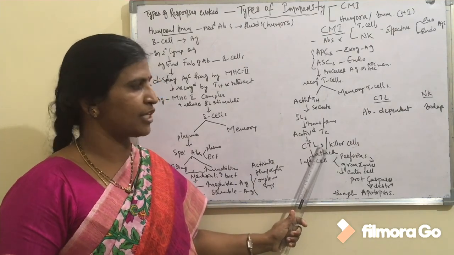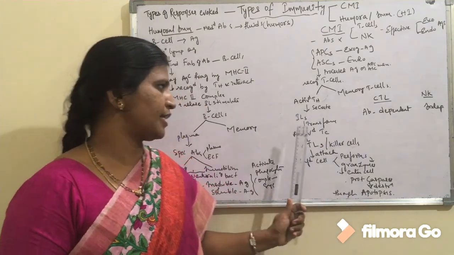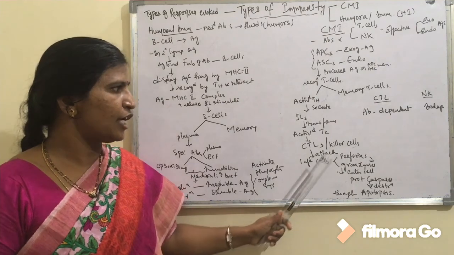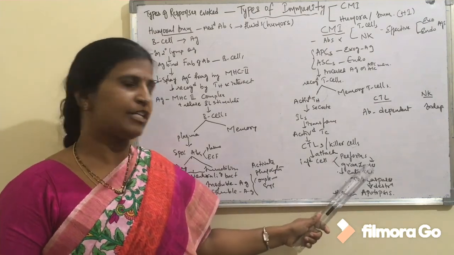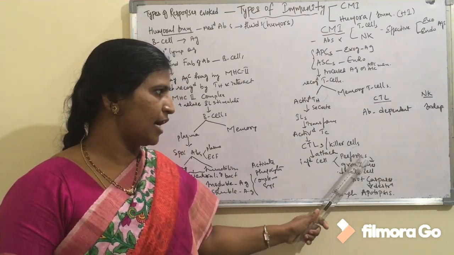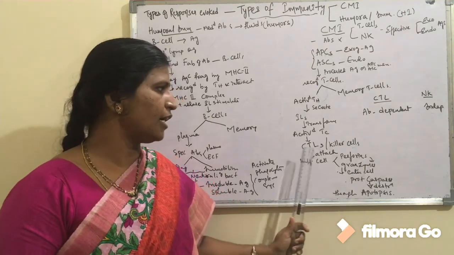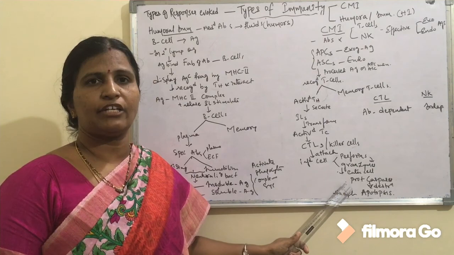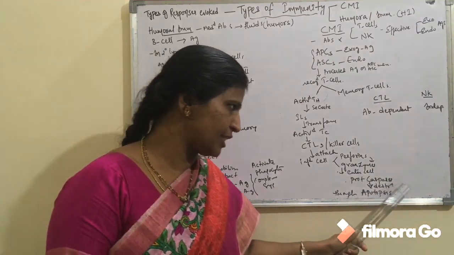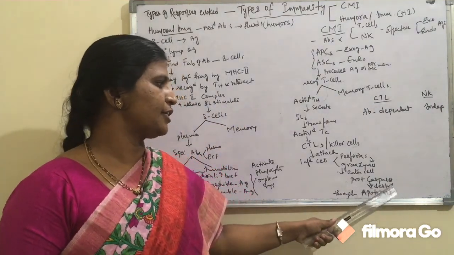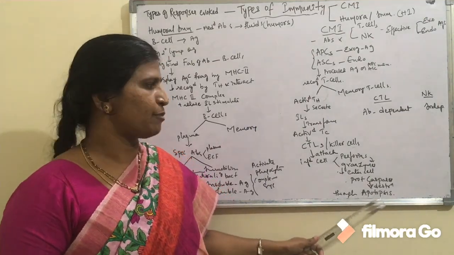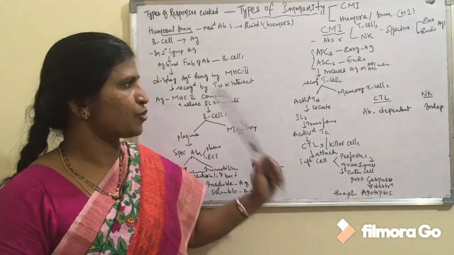cytotoxic T lymphocytes, which are also known as killer cells, and these CTLs attack the infected cells, thereby releasing two enzymes, perforins and granzymes. These perforins make holes in the infected cells so that the granzymes enter the cells and activate certain types of proteins known as caspases, which are helpful in destruction of the cell through apoptosis. Apoptosis means it is a programmed cell death or cell suicide.